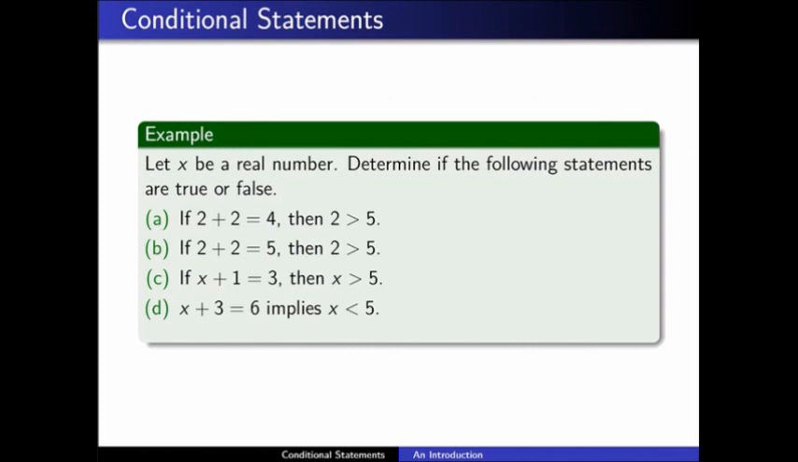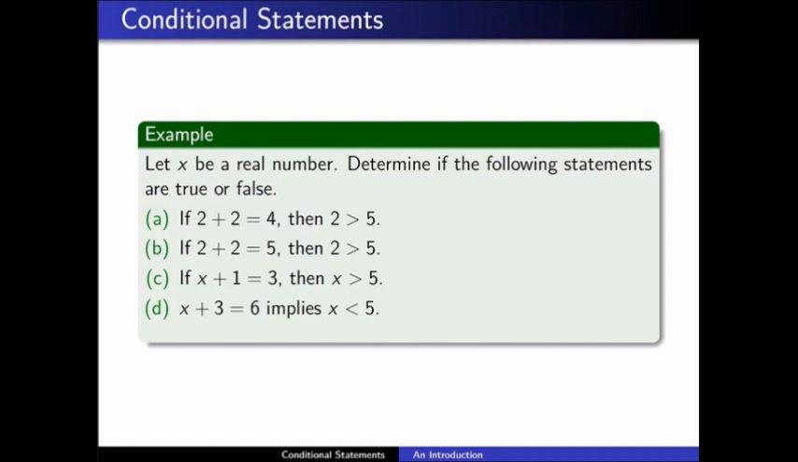Let's consider the following example. Throughout all of these, let's let x be a real number. Now I suggest that you pause the video and determine if the following statements are true or false. To get the solution to this problem, we simply remember that for a conditional statement to be false, the hypothesis must be true and the conclusion must be false.